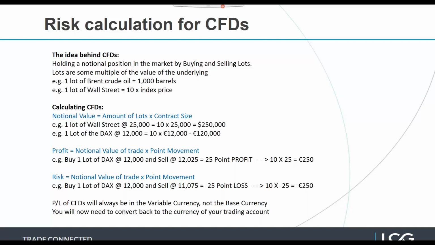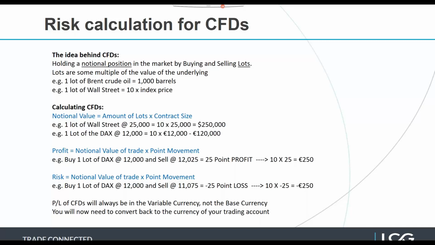Now, when it comes to the DAX, that's a European index. Say the price is 12,000 in the DAX, and we're buying one lot. We know that one lot of the DAX, same as Wall Street, is 10 times the index price. So it's 10 times 12,000, but this time it's euros. So 10 times 12,000 euros gives us a position size of 120,000 euros.